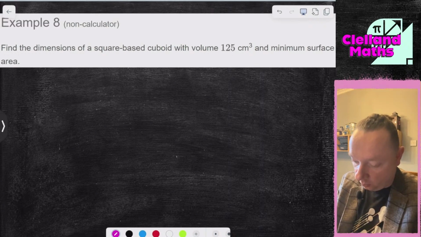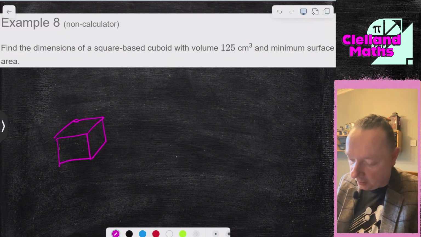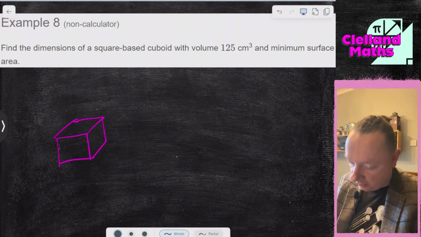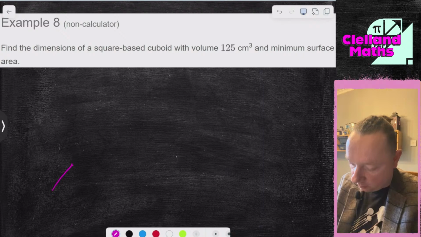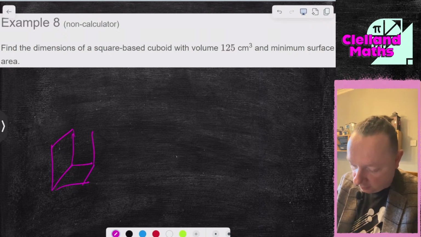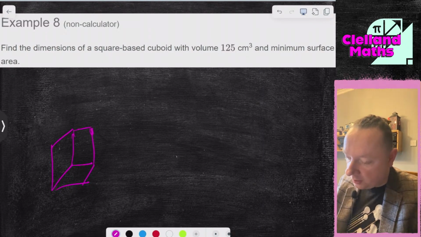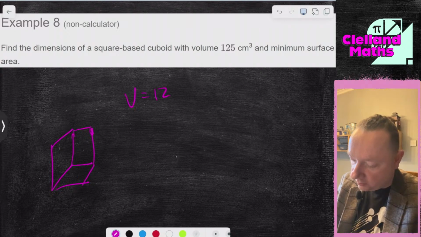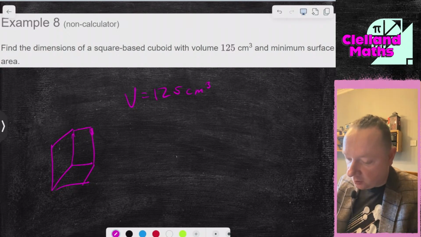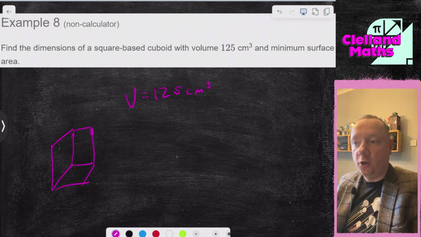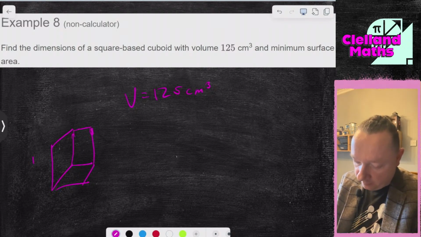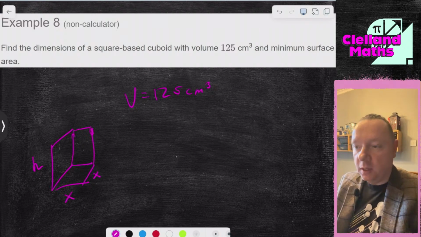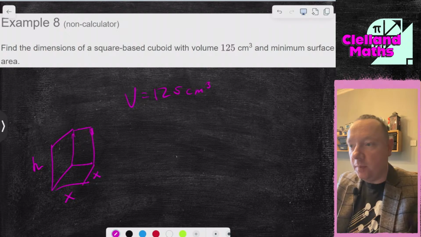Let me just try and draw a cuboid, I suppose. Usually you'll be given a picture for this, of course, but in this case we've not. There you go, cuboid. Not a very good cuboid. Let's try again. So it's square based. Let me just do a square on the bottom like this, and then join it up the way like that. There you go, that's better, isn't it? Square based cuboid with volume, we know the volume is 125 centimeters cubed, and minimum surface area. Find the dimensions. Well, if it's square based, we could say that the height is up the way, and it's x by x on the bottom. So it's x by x for the bottom of it.